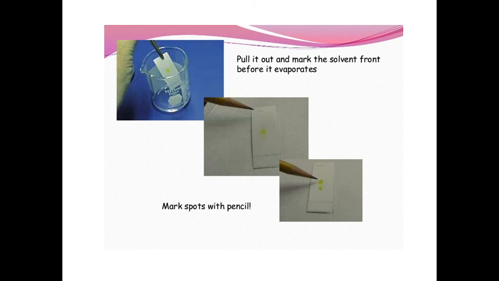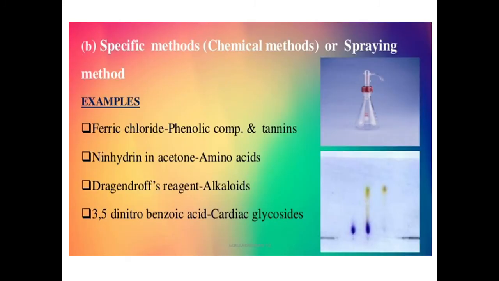Once your chromatography procedure is over, take out the thin layer plate and mark the spots before the solvent evaporates. As I told you, mark the distance the solvent has traveled, and the position of the solute is already marked in the beginning where you applied the solute, that means the sample. So these marks are necessary to calculate the RF values.